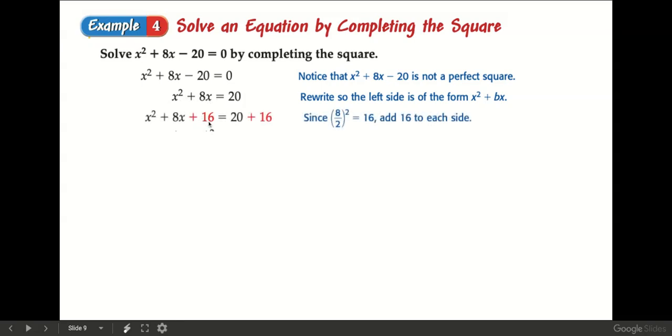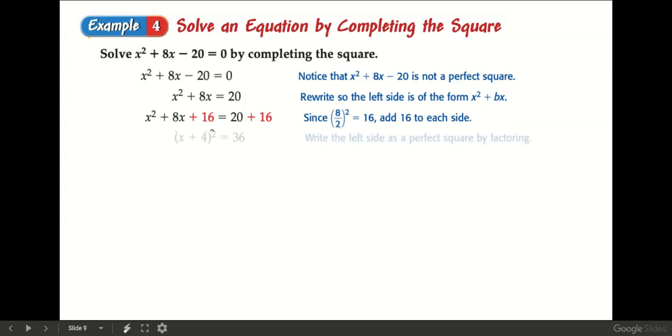And that needs to be 16, right? Because I know it's going to be x plus 4, and 4 squared is 16. So 16 I need here, but remember, if I'm going to add a 16 to the left side of the equation, I've got to add it to the right side of the equation, right? Basic equation solving technique. Whatever you add to one side, you've got to add to the other side.